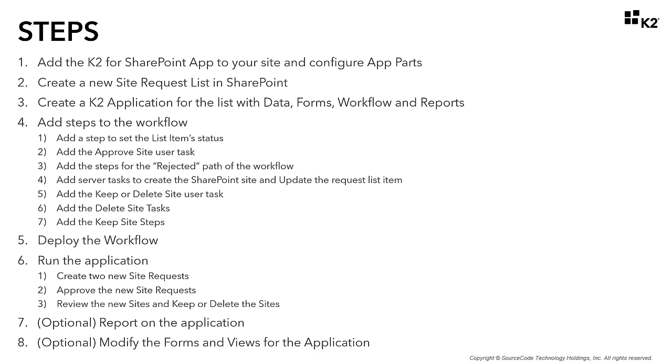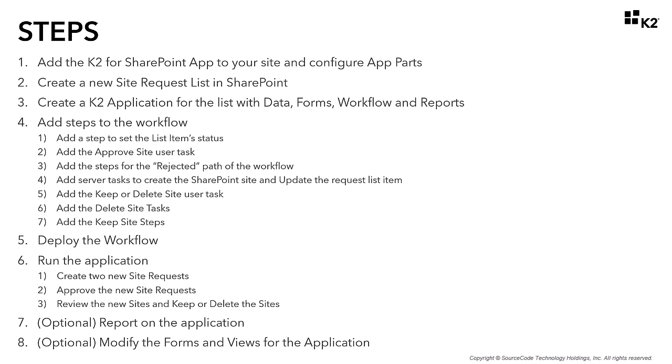Before we dive headfirst into the build, I want to briefly talk about all the steps that we're going to be working through from a high level. In step 1, I'm going to show you how to quickly add the K2 for SharePoint app to your site and configure app parts like the K2 work list. Step 2, we'll walk through setting up a data source for the application by creating a new site request list within the SharePoint site. From there, we will create our K2 application for this new list, which will expose the list as a data source for K2 to see, and also create the forms, workflow, and K2 reports.